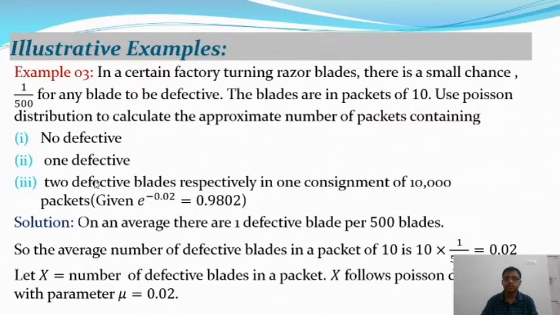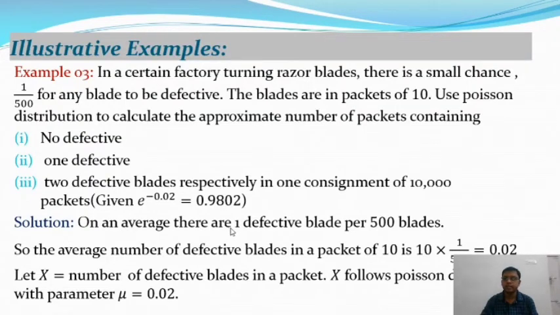So there are 3 parts of the given problem. First, we are going to find the probability of no defective. Second, it will be 1 defective, and third is 2 defective blades respectively in 10,000 packets. Okay, so here is the solution.